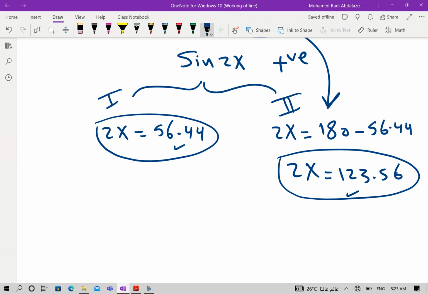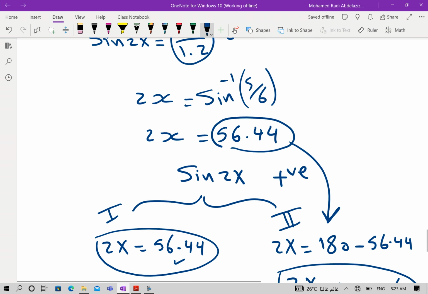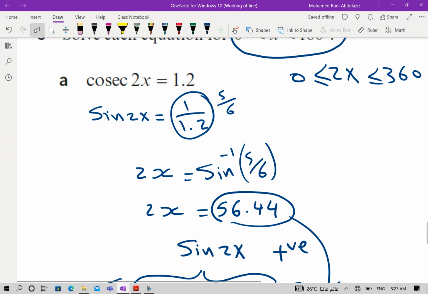Now, divide by 2. Find the first solution. Divide by 2, find the second solution. The common mistake for the first part: if you divide from the earlier step by 2 and get 180 minus, your answer is not a solution for this equation. So please divide by 2 as the last step.